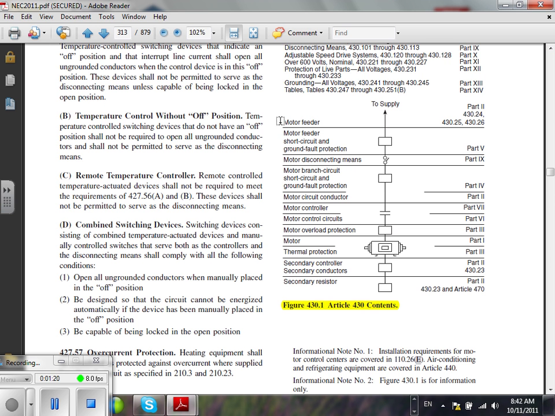What we're going to be talking about today, guys, is the feeders. I'm going to talk about the feeder overcurrent protective device. We're going to talk about the motor branch circuit and ground fault protection, motor conductors, the controller, and the controller circuit, and the overload protection device. So these are the things that we're going to be talking about in this article. Could you please highlight these, guys, as we go through? This is the single most important thing in this.